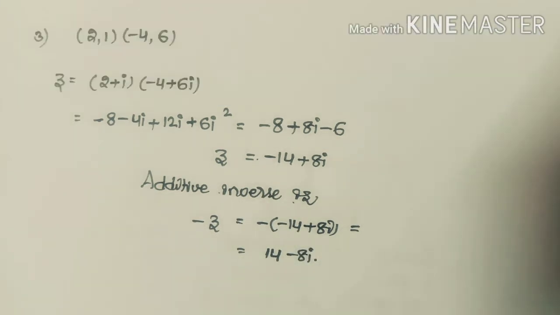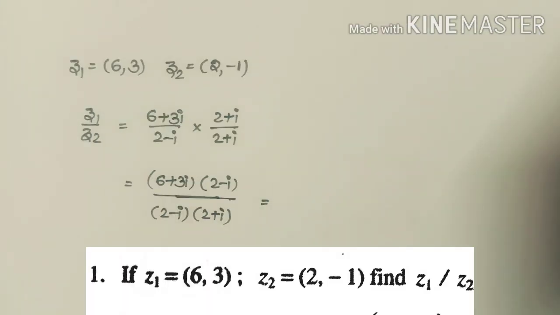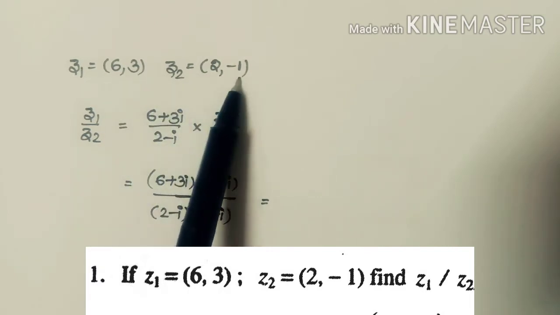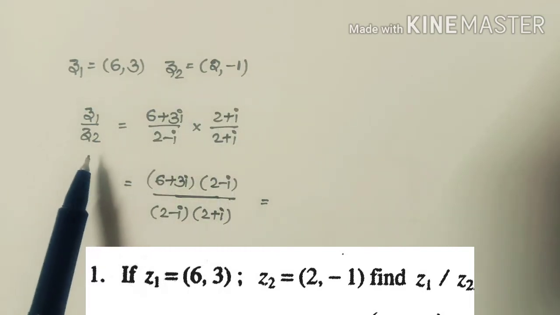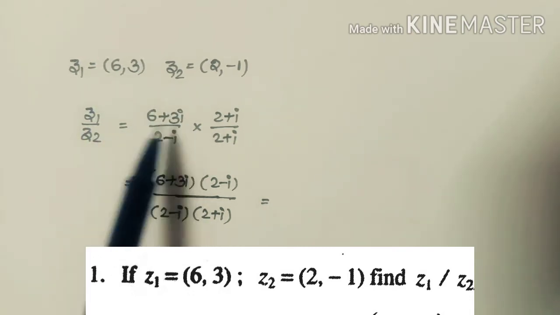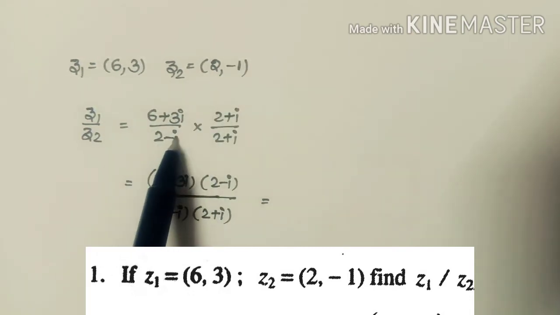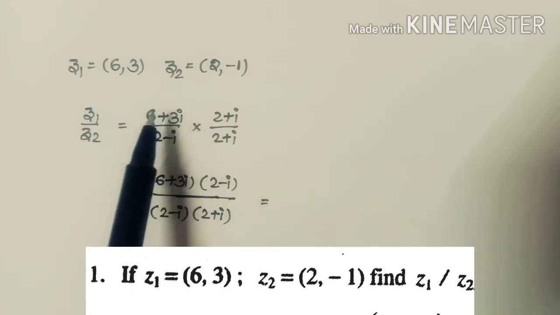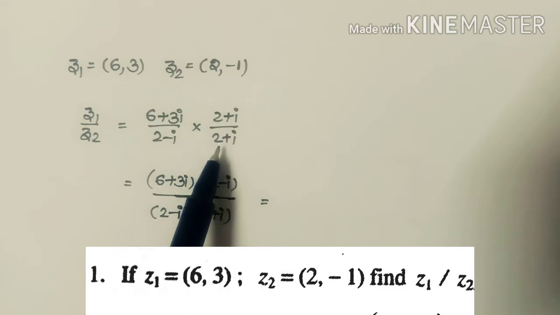That's all. If z1 is equal to (6, 3) and z2 is equal to (2, -1), then find the value of z1 by z2. So given that z1 is equal to (6, 3) and z2 is equal to (2, -1), now we want to find the value of z1 by z2, and this is equal to the z1 value, 6 plus 3i, whole by the z2 value, 2 minus i. Now to change this term into the form a plus ib, in the form of a complex number, we take the rationalization.